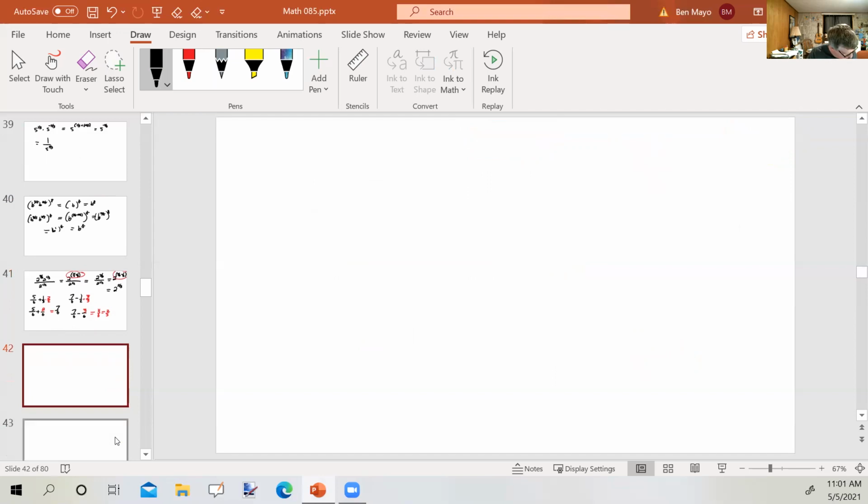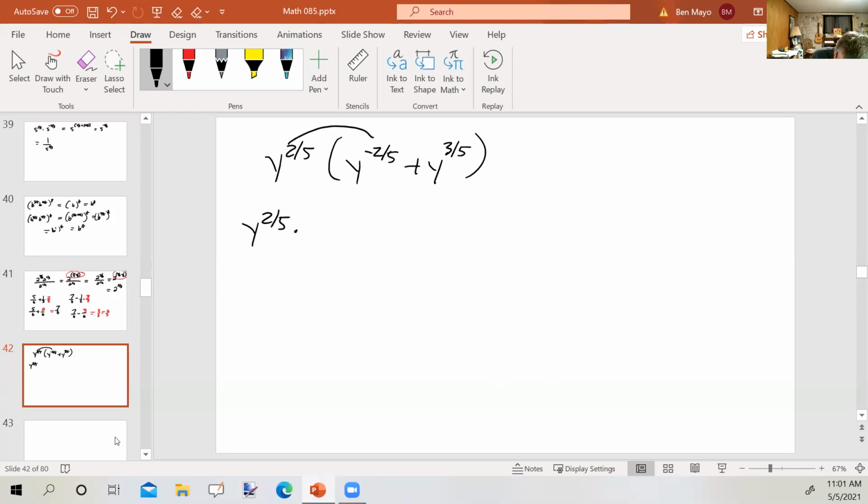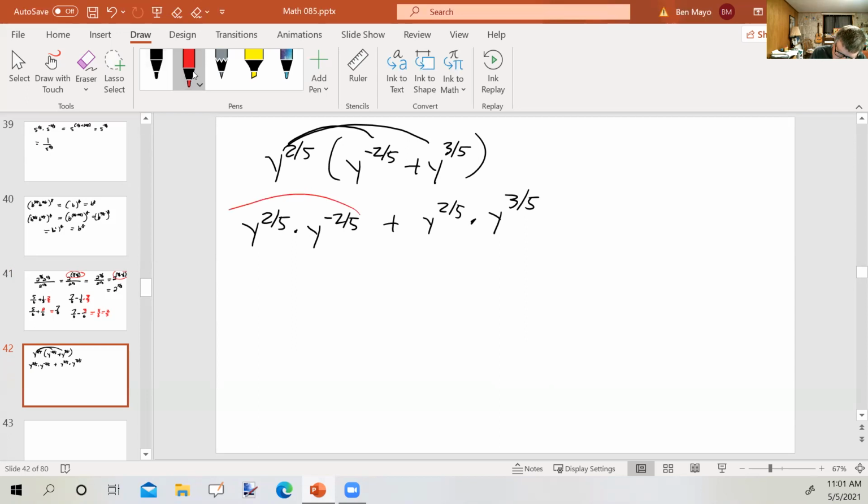Okay, in this situation, we're going to distribute. So we've got y to the 2/5 power times the quantity y to the negative 2/5 power plus y to the positive 3/5 power. So distributing, we get y to the 2/5 times y to the negative 2/5 plus y to the 2/5 times y to the 3/5. Then dealing with each separate piece.